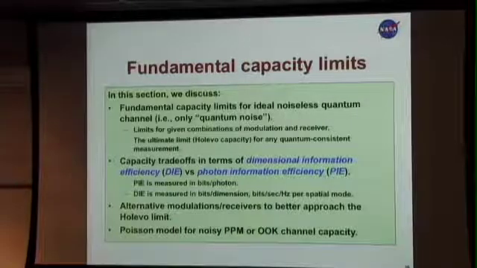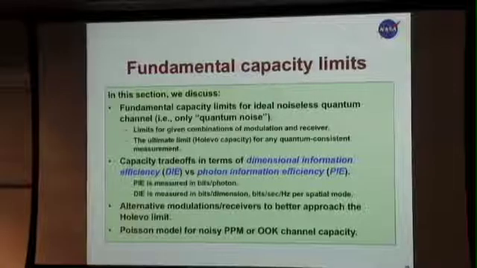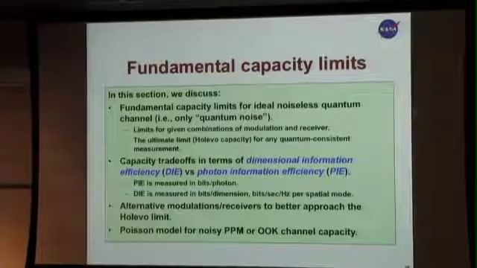Usage of bandwidth is one element of the possible dimensions you could use. You could also use spatial modes, but mostly I'm going to say we have one spatial mode, so dimensional efficiency is the same as spectral efficiency. So photon efficiency, which I'll call PIE, is measured in bits per photon. Dimensional efficiency is bits per dimension or bits per second per hertz per spatial mode, and I'm going to assume one spatial mode. So basically, it's how efficiently are you using your bandwidth.